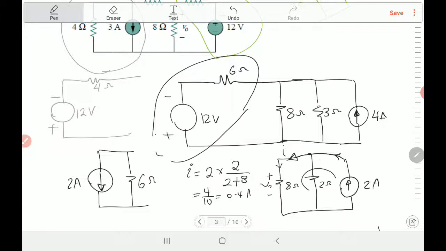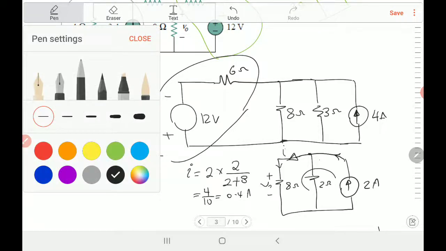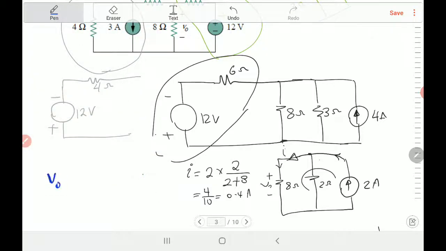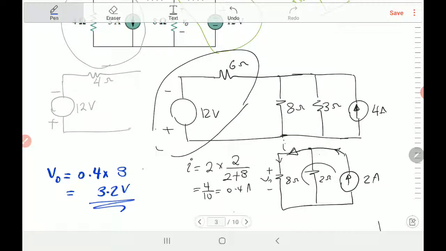So what is the voltage? Very simple. Just multiply the current by the resistance. So the voltage will be the current 0.4 ampere times the resistance 8. So that would be the voltage. And the problem is done.